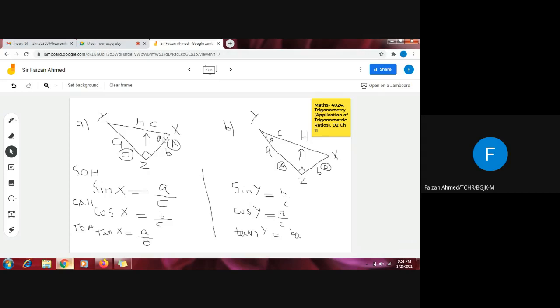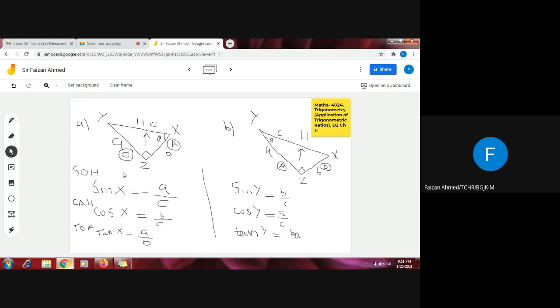Now I will label my opposite and adjacent sides. The side which is opposite to angle X will be my opposite side. I will write O in order to represent this side. The remaining side is the adjacent side, and I will write A in order to label it.